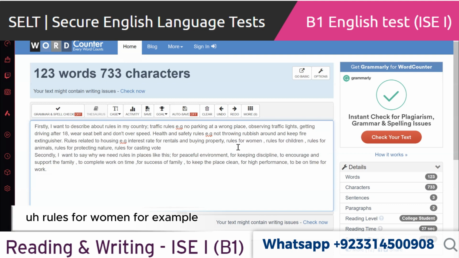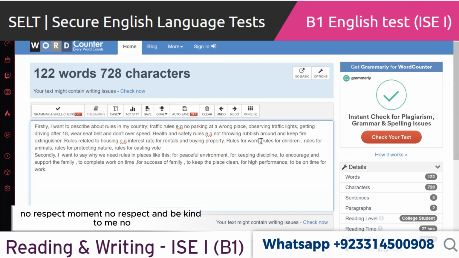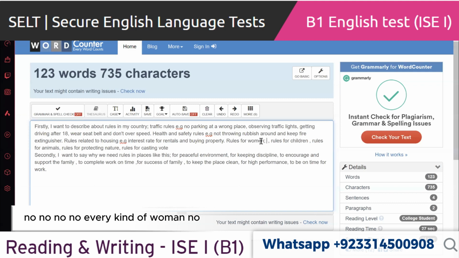Rules for women. Example given. What are the rules for women? Respect for women. Be kind to them. Every kind of woman, give them equal respect. But is this a law in your country? No, there's no rule like this. Does anyone say it is in the law that if you don't respect a woman, you go to jail? No, nobody cares.